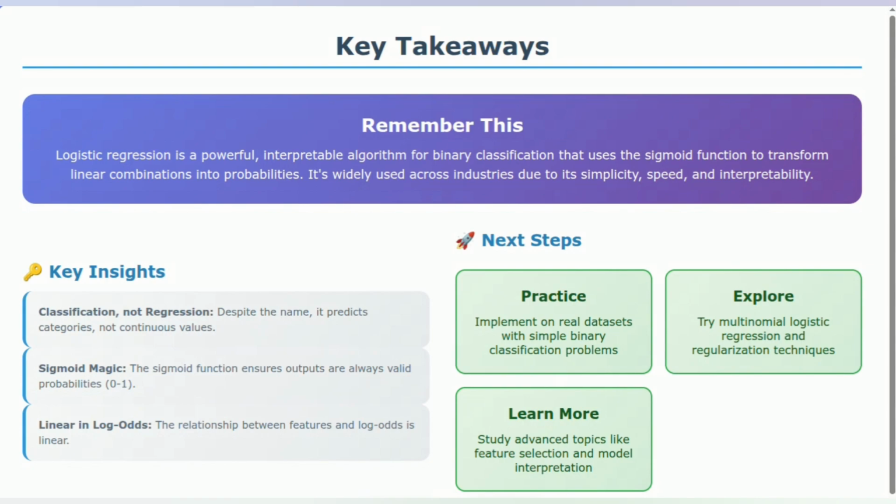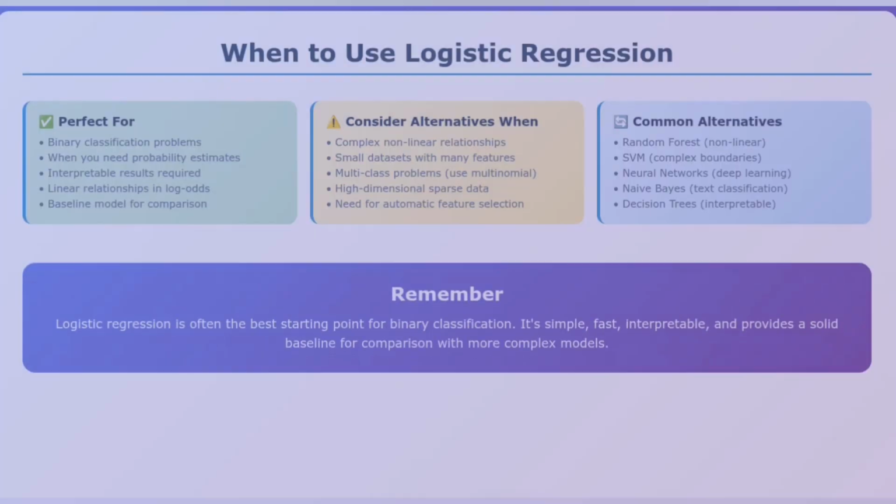The key insight is using the sigmoid function to ensure outputs are always between 0 and 1. I encourage you to practice implementing logistic regression on real datasets. Start with simple binary classification problems and gradually move to more complex scenarios.